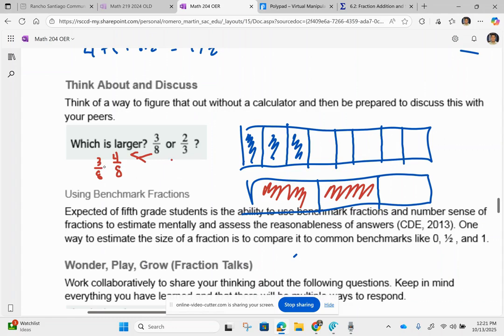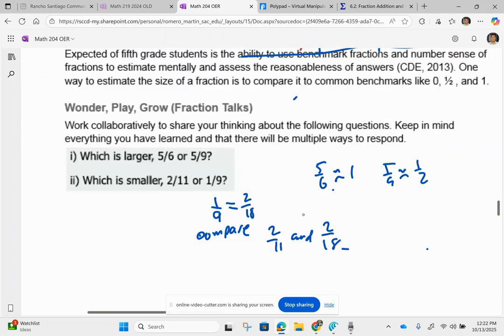2/3 is bigger than a half. So if 3/8 we know is smaller than 1/2 because of the 4/8, and we know 2/3 is bigger than 1/2, then we know that 3/8 is smaller than 2/3, right? That's the idea of using benchmark fractions. Which is larger, 5/6 or 5/9? Well, in this case, this is close to 1, this is close to a half, so I know 5/6 is going to be larger. Which is smaller, 2/11 or 9/11?